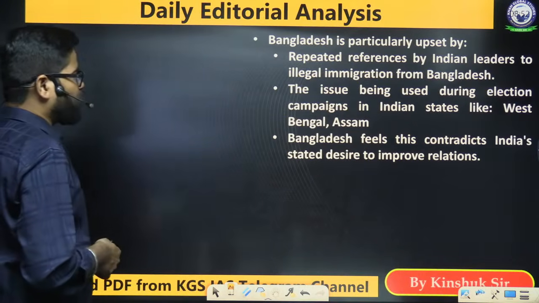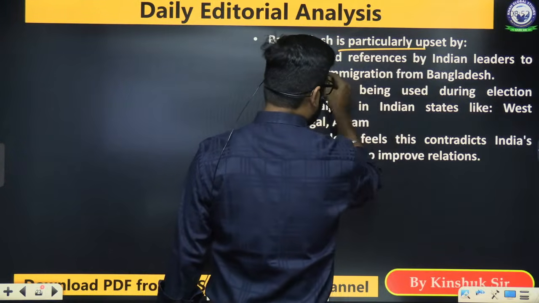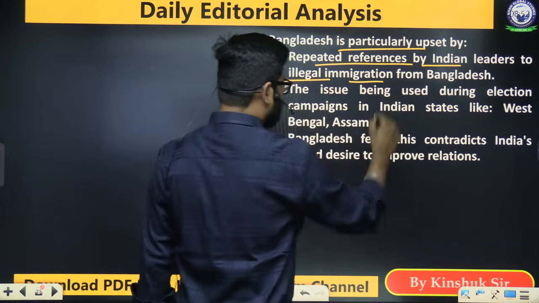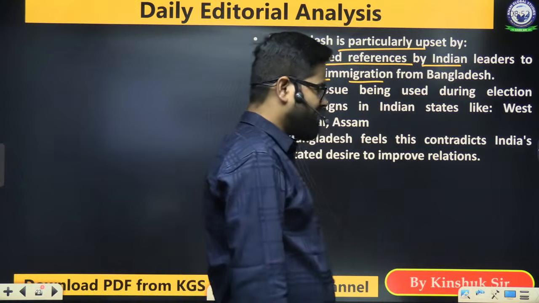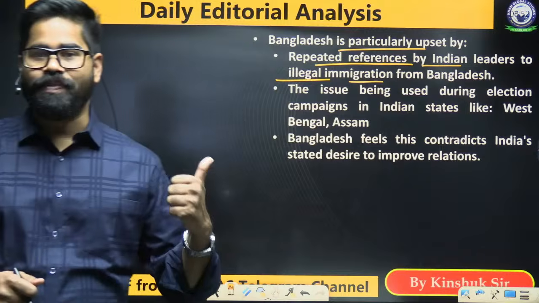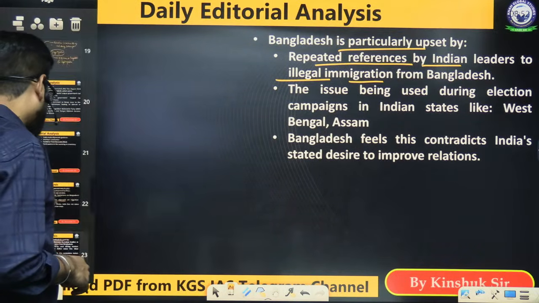Now what we see, they are particularly upset by repeated references by Indian leaders to illegal immigration from Bangladesh. So this is something which is impacting India's relation with respect to Bangladesh. So on the basis of it, you have to write these two answers.